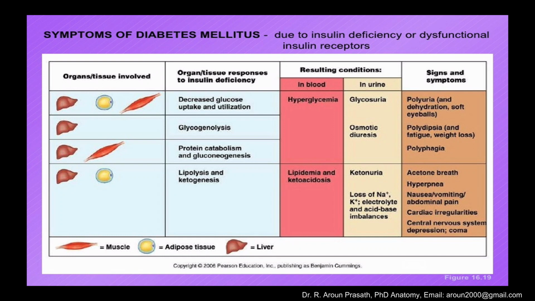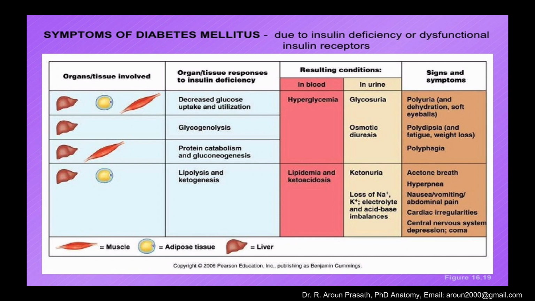Above 150 we term this condition as hyperglycemia, that is increased blood sugar level. Now imagine if the pancreas is not secreting insulin, or the insulin receptors on the body cells are not working, then what happens? The blood sugar level will start to increase.